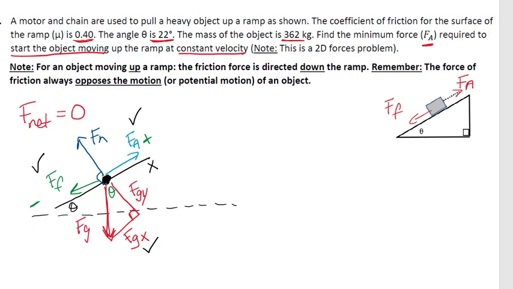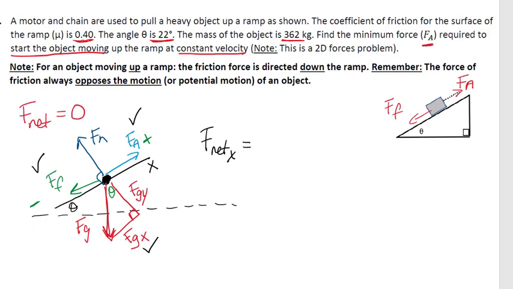The actual weight itself is not X or Y, it's FG, because it's at an angle. So let's do the net force. In the X direction, we have an X and a Y component for the weight. We're looking for the applied force. The applied force is in the X direction. We need to find the magnitude of the friction force here.